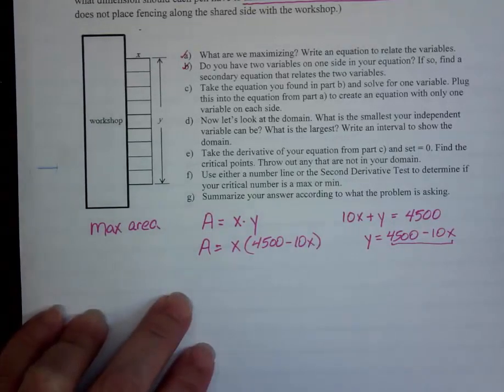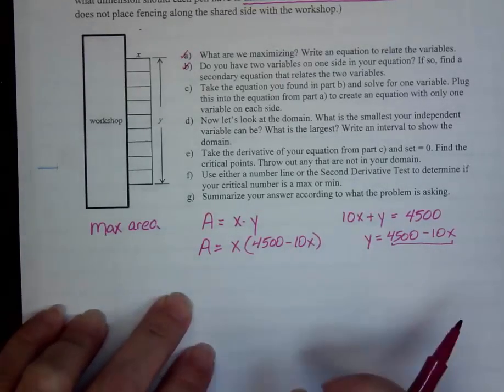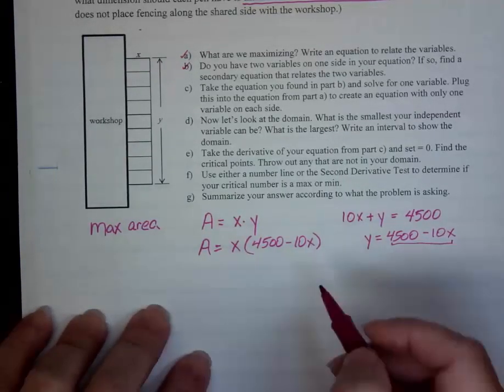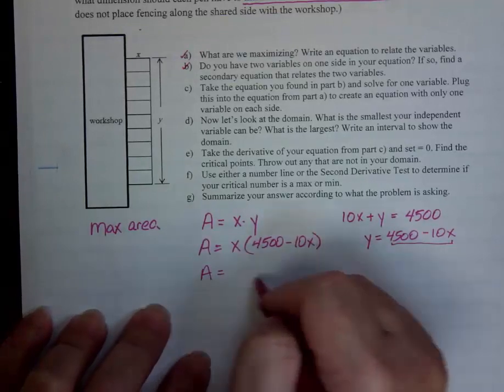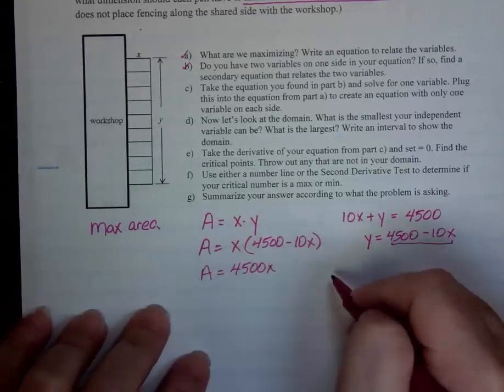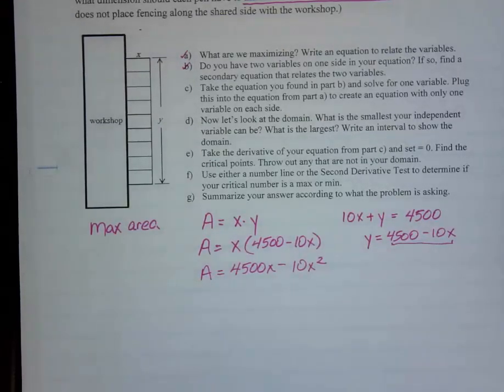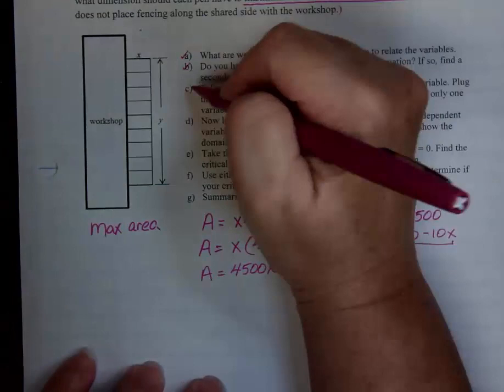Are you following what I've done? Yes, ma'am. You got it? Okay. If I leave it like it is, I'm going to have to do product rules. So let's go ahead and do some algebra and clean it up a little bit. So A equals 4,500x minus 10x squared. Now I have an equation with only A's on the left and x's on the right. That is now a function, so I don't have to worry about dA/dt's, dx/dt's, dy/dt's, any of that. I just take the derivative as it is. Okay? So, that takes care of C.